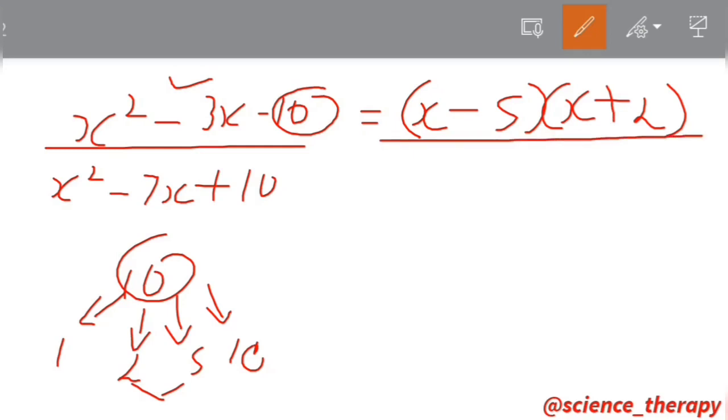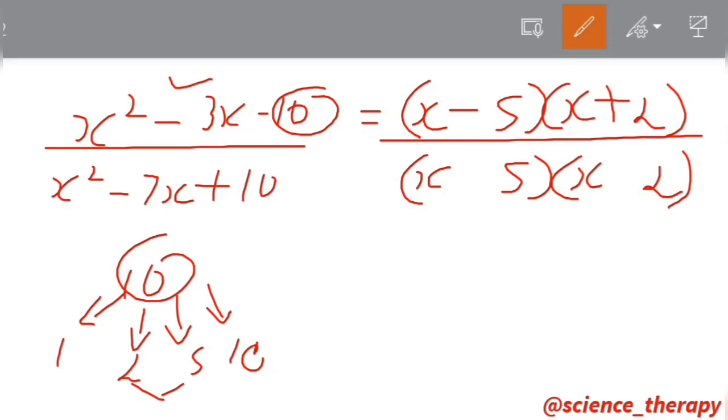Over, again in the denominator we have a trinomial, so we have x and x. The last term is still the same, 10, so the factors of 10 are 1, 2, 5, and 10. Now two factors of 10, when you multiply them, they give you 10. When you add or subtract them, they give you 7. Again, it's 5 and 2.